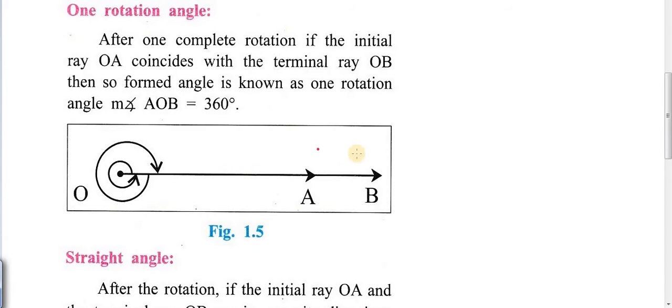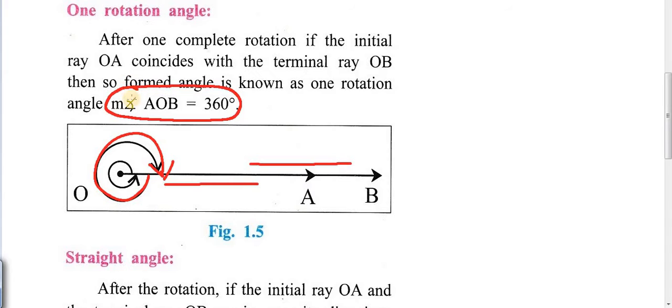Next is one rotation angle. If ray OA completes one rotation and acquires the same position again, now as you can see, OA and OB are coincident again, but only after completion of one rotation, then the angle is known as one rotation angle. And in case of one rotation angle, the measure of angle AOB is equal to 360 degree if it is rotating in anti-clockwise direction only.